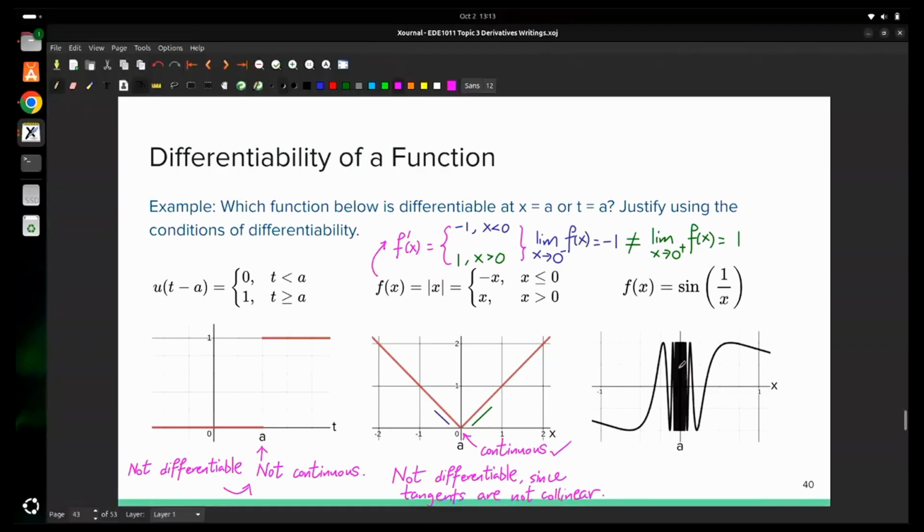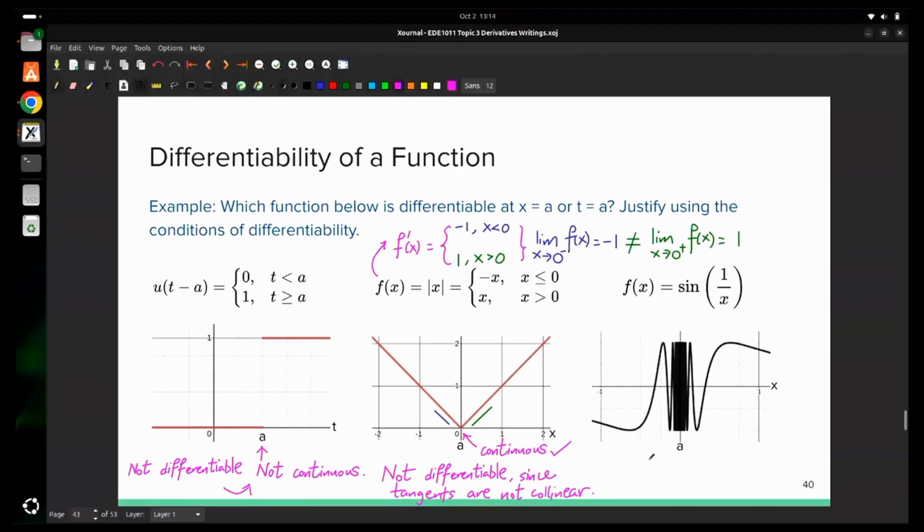Then for the last function, sine of 1 over x, this is also not differentiable. You may think it's differentiable because it seems like a continuous wave, a continuous oscillating sine curve approaching the point x equals 0. In this case, a will be 0. But because the frequency of the fluctuation at x equals 0 is kind of infinite, the function is actually undefined at x equals 0. If the function is not defined at x equals 0, how can it be continuous in the first place? Because the function value is not defined, and continuity requires the limit to be equal to the function value. So therefore, this is not continuous.